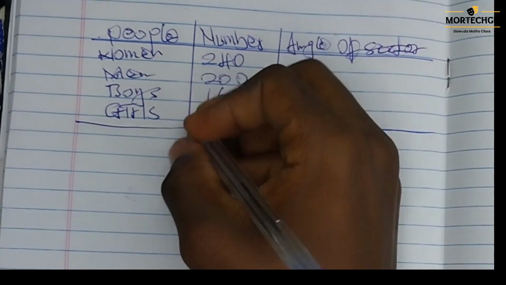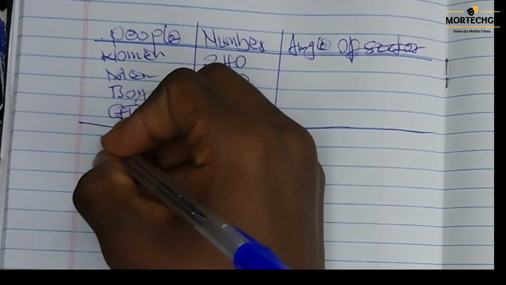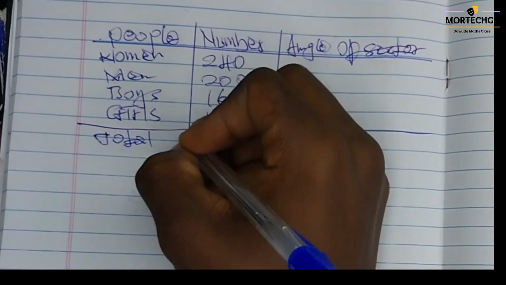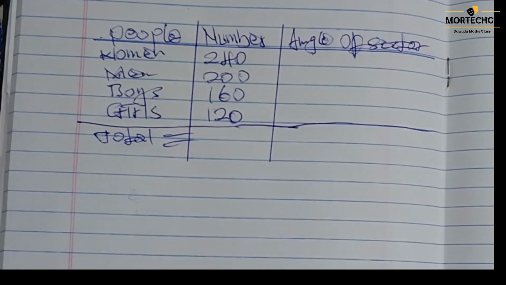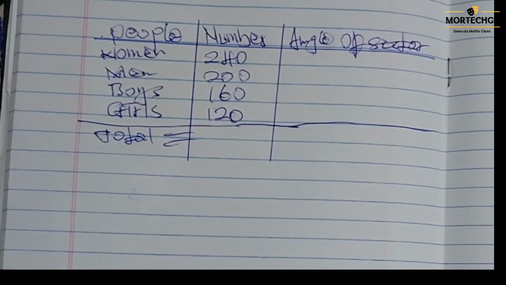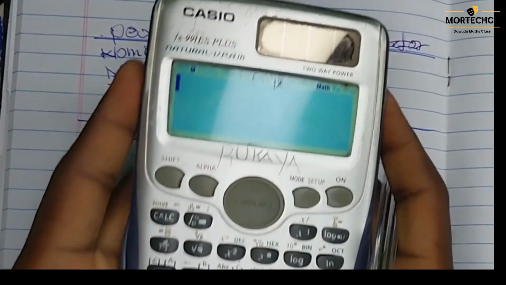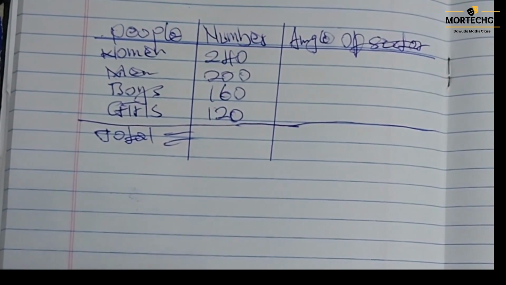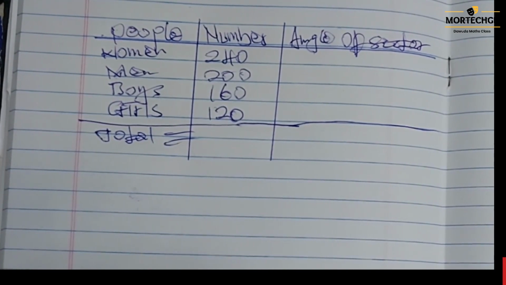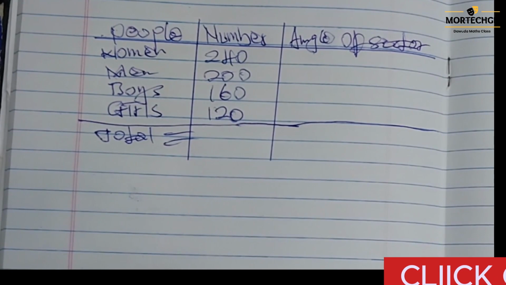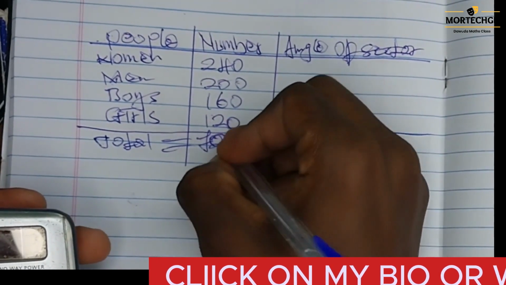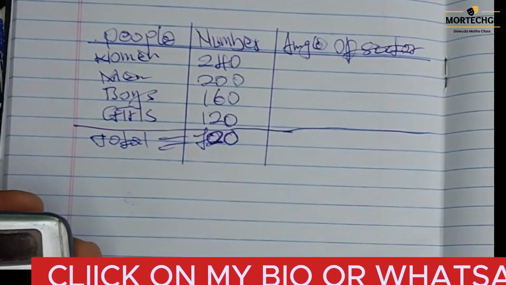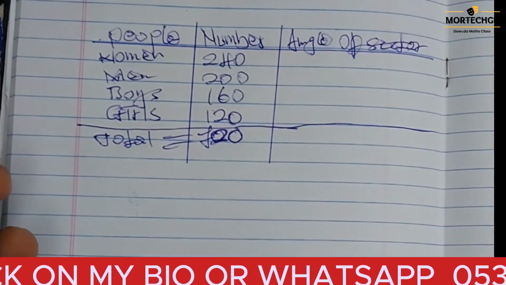That's not all. What is the total number of people at the rally? The total number of people at the rally will be equal to, you add all the numbers, right? You add 240 plus 200 plus 160 plus 120, which will give you 720, right? 720 is the total number of people at the rally.